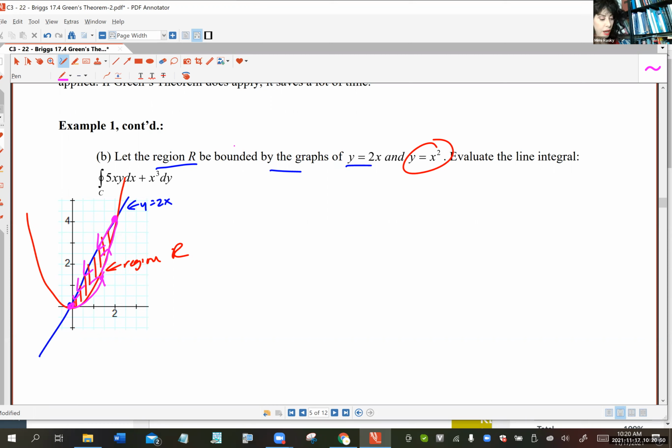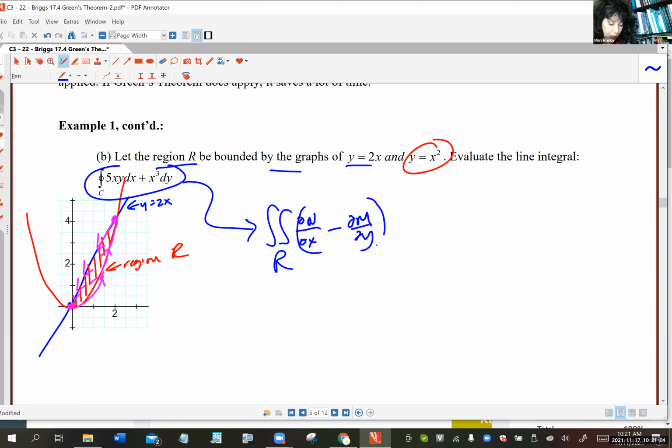I don't need to. I'm going to say that this line integral, which happens to be of differential form, is the same as a double integral over the region where the integrand is dN/dx minus dM/dy. Yay! So who's the M and who's the N? Well, in differential form, remember, whatever is multiplying dx is your M, and whatever is multiplying dy is understood to be your N. N as in Nancy there. So we're going to do that.